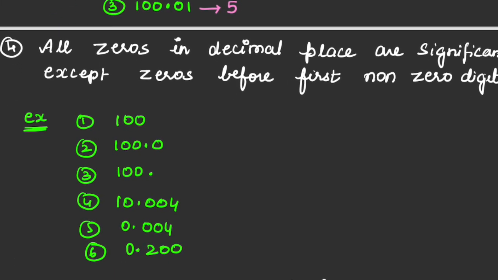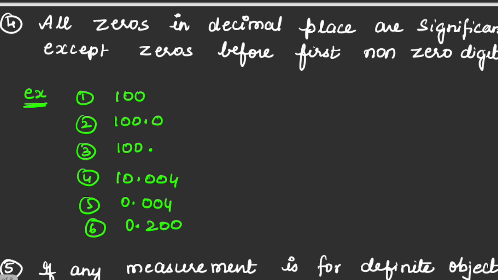Next rule. All zeros in the decimal place are significant except zeros before the first non-zero digit. So zeros before a non-zero digit are not significant. So we will take examples to understand this.